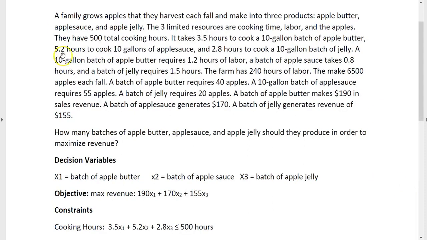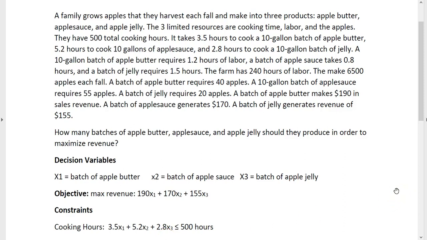Okay, so our first constraint, they have 500 total cooking hours. So the cooking hours have to be less than 500. It's 3.5 for butter, 5.2 for sauce, and 2.8 for jelly. So 3.5 for X1, 5.2 for X2, 2.8 for X3.